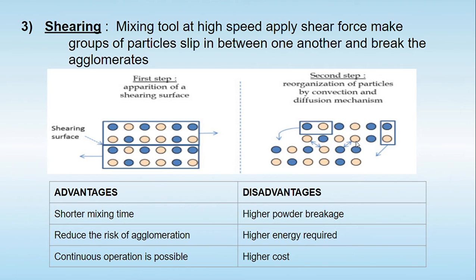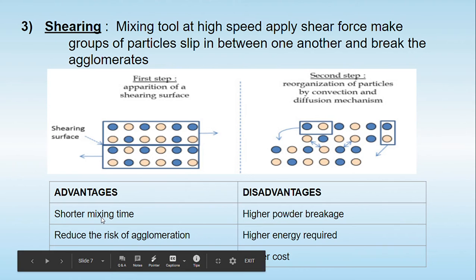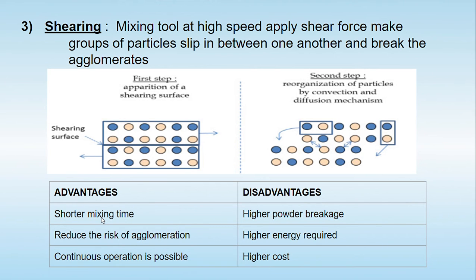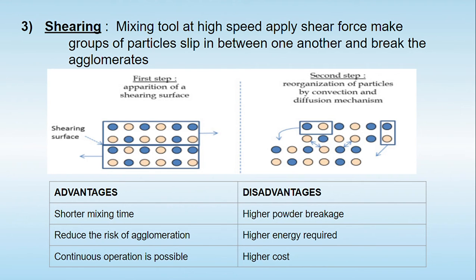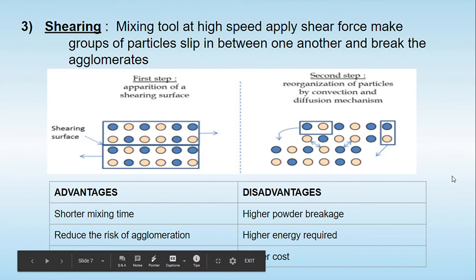Again, looking at the two sides of the coin, there are advantages and limitations. In this kind of shearing, we require a shorter mixing time. That was a disadvantage in the case of diffusion and convection. There are also fewer chances of agglomeration, and it is continuous in operation. While looking at the other side of the coin, higher energy is required. The chances are that the particles may break down because of the high energy provided, and because of that the cost of the mixer is going to be higher.